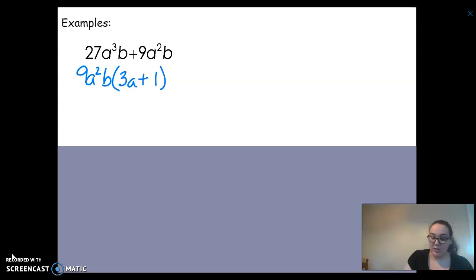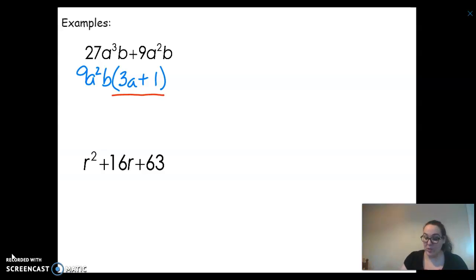Now all I'm going to do here is look at this inside. I have two terms. They are not a difference, and they are not perfect squares. So I am done. This here is the answer to that first question.